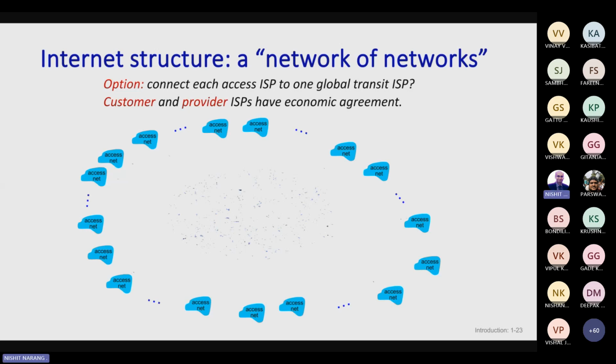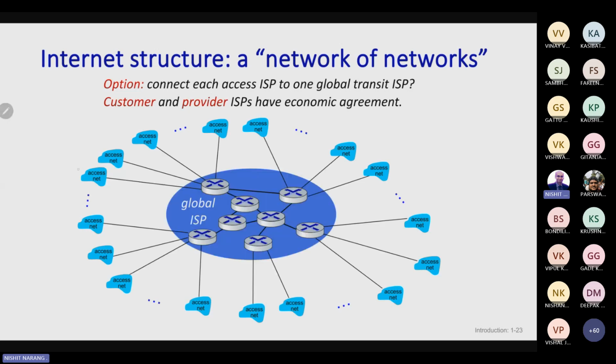Right? And all of these access networks can create what is called a hub and spoke, sometimes also called a star topology or a hub and spoke topology. Every access network can connect to the global ISP, and the global ISP can then be the interconnection point. If there's traffic from any one access network to any other access network, the global ISP can help connect.